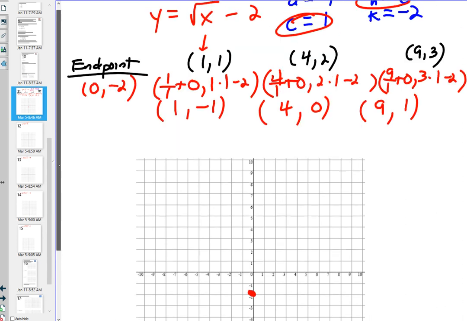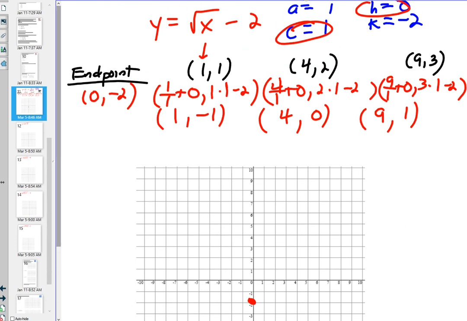Another thing you're going to see, there are going to be problems where you don't actually have to graph. They're just going to ask, what transformation is being performed? If I told you A and C are not going to have an effect because they are 1, you can ignore them. H is not going to do anything to 0, you can ignore it. The only transformation here is K. What does K normally do?